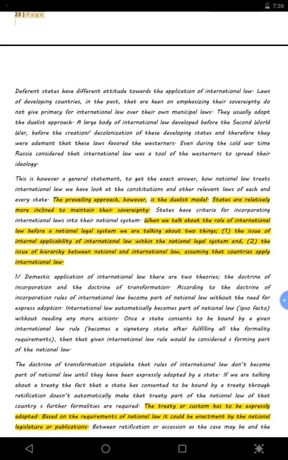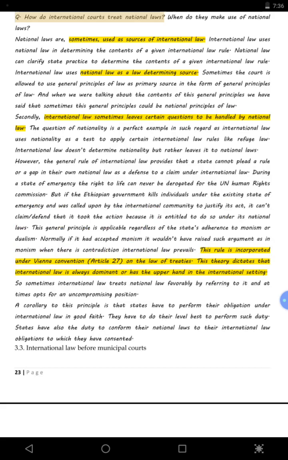How do international courts treat national laws? When do they make use of national laws? National laws are, sometimes, used as sources of international law. International law uses national law in determining the contents of a given international law rule. National law can clarify state practice to determine the contents of a given international law rule. International law uses national law as a law-determining source.